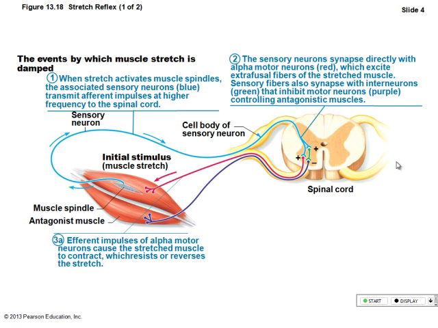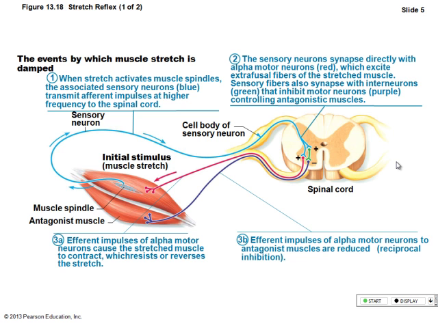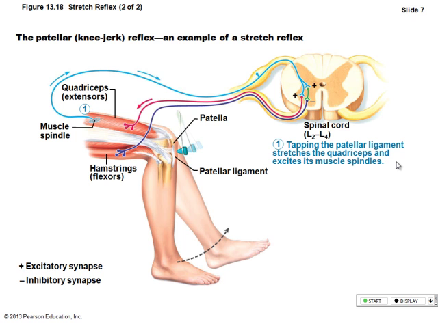So efferent impulses of alpha motor neurons cause contraction. Some people must have genetic problems or defects where they can't do that, or problems with these nerve groups. Absolutely. And different diseases will cause problems with these nerve groups as well. So efferent impulses of alpha motor neurons to the antagonist muscle are reduced, and we have our kick. Yes? So all of these things are involved in the stretch reflex.